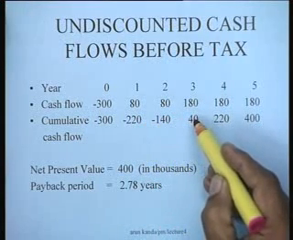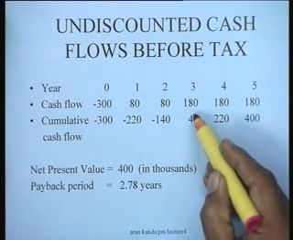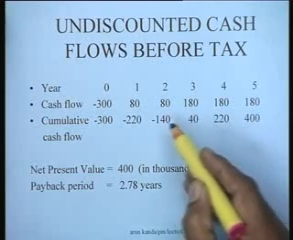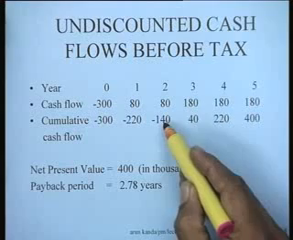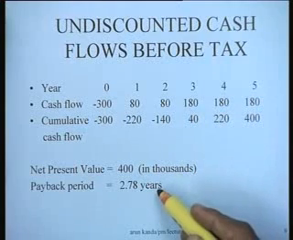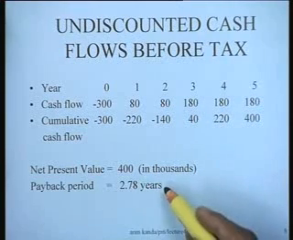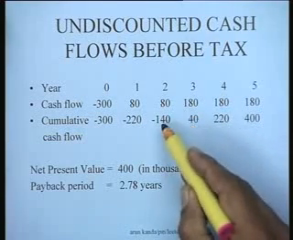And by the end of the third year, you have a net profit of 40,000 rupees. So the payback for this particular thing will obviously lie between the second and the third year. And if we interpolate linearly between these two values, we find that in this case, the payback period works out to be 2.78, which is between these two particular values.